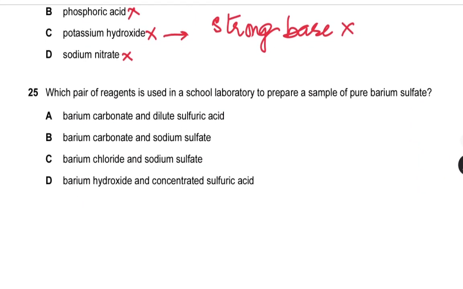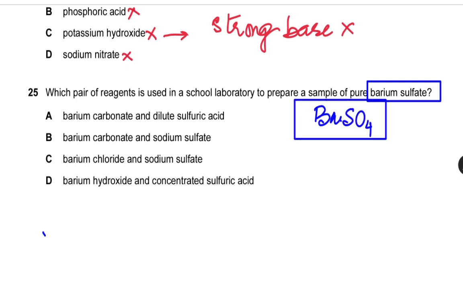Which pair of reagents is used in a school laboratory to prepare a sample of barium sulfate? For one important rule you must know, barium sulfate is an insoluble salt. For an insoluble salt, you all must know two solutions are required to make it. First rule is there. So two solutions are there. So here barium carbonate is insoluble in water. This one is solid, or this one is aqueous.